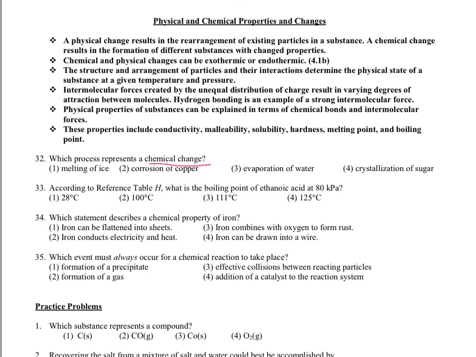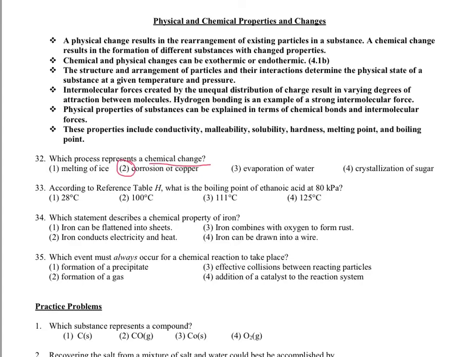So the chemical change here is corrosion. When you melt ice, you have solid water and liquid water. When you evaporate water, you have liquid water and water vapor. And crystallization is another word for solidification, which is another word for freezing.